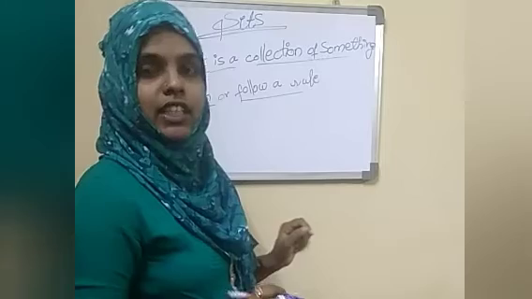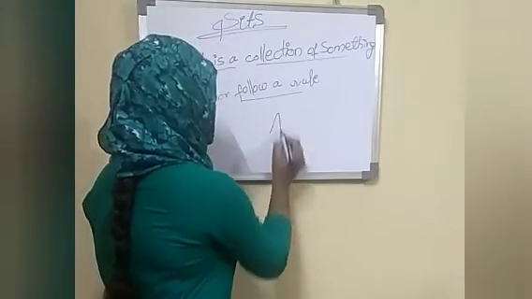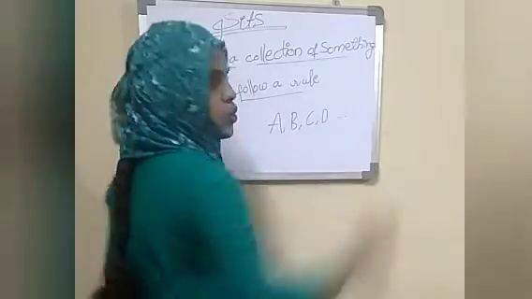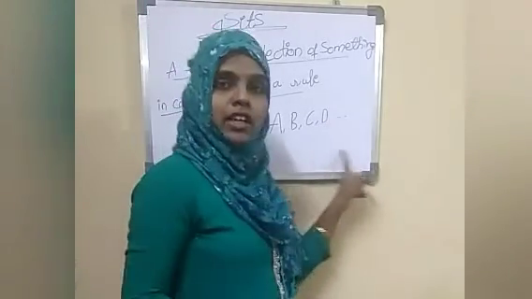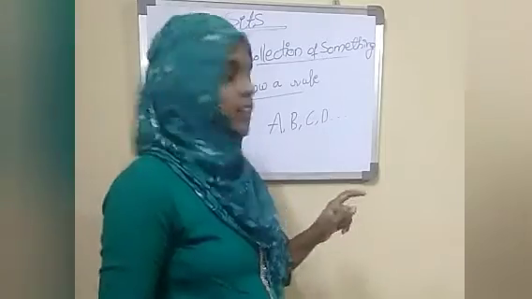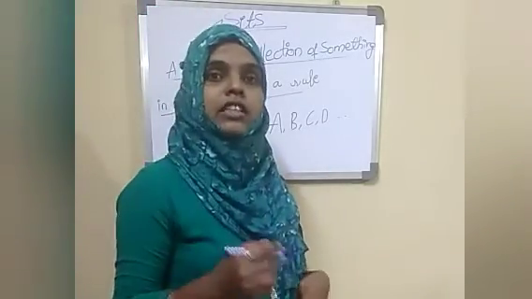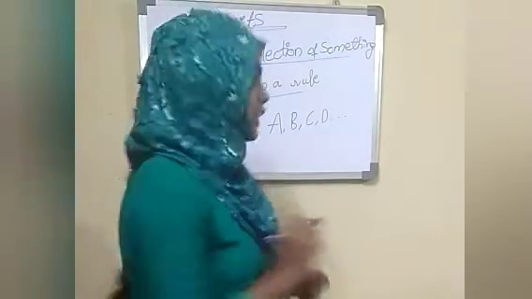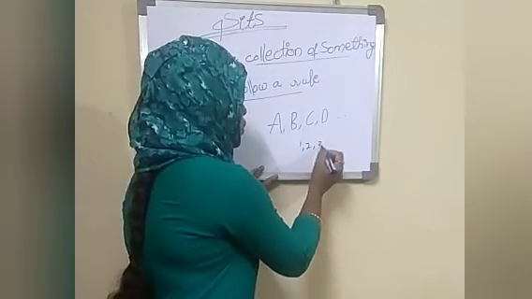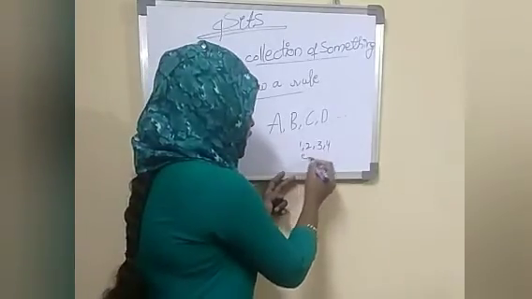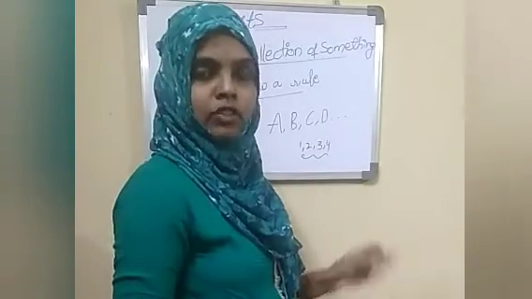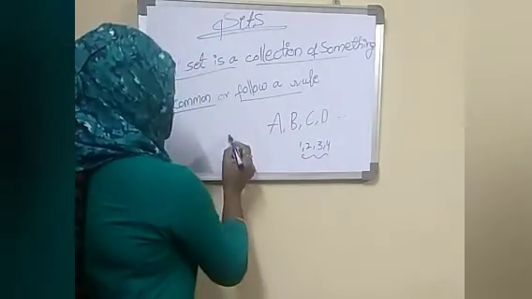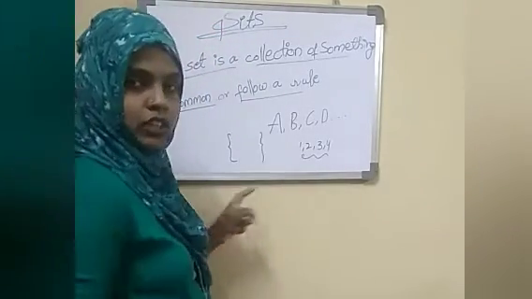We denote a set with capital letters, like capital A, capital B, capital C, capital D, and so on. The elements, meaning the numbers which are in a set, are known as elements. Let us take 1, 2, 3, 4. These are individually called elements which belong to a set. And we denote a set in flower braces.